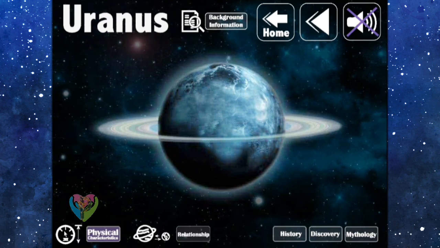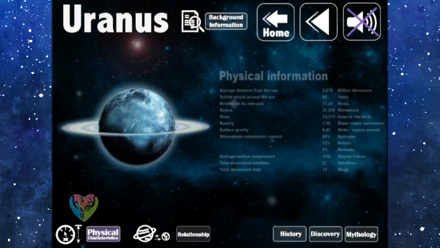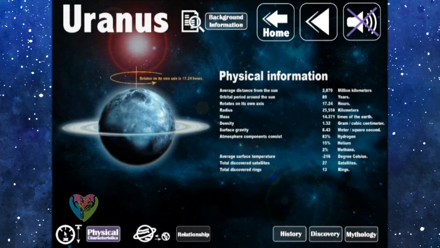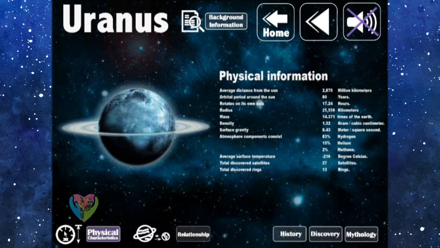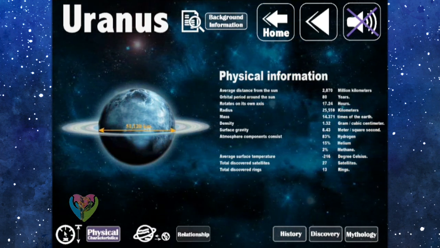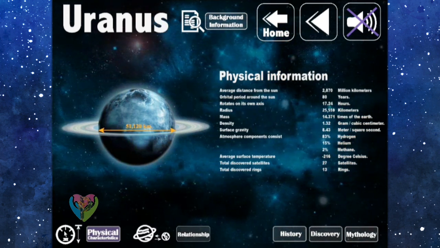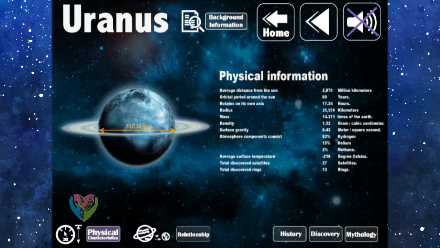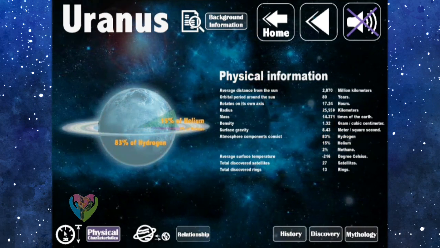Physical information. Average distance from the sun is 2,817 million kilometers. Orbital period around the sun is 80 years. It rotates on its own axis in 17.24 hours. The radius is 25,559 kilometers. Mass is 14.371 times that of the Earth. Density is 1.32 grams per cubic centimeter. Surface gravity is 8.43 meters per second squared.